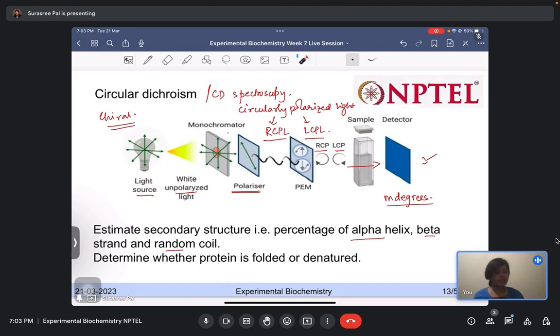So the secondary structure percentage can be determined from this spectroscopy, which is called circular dichroism spectroscopy. The protein folding can also be analyzed, so whether the protein is properly folded or whether it has denatured, we can determine from circular dichroism. However, we cannot get residue-specific information from circular dichroism, but it is a good method for understanding the secondary structure conformation of the protein. Any doubts so far?